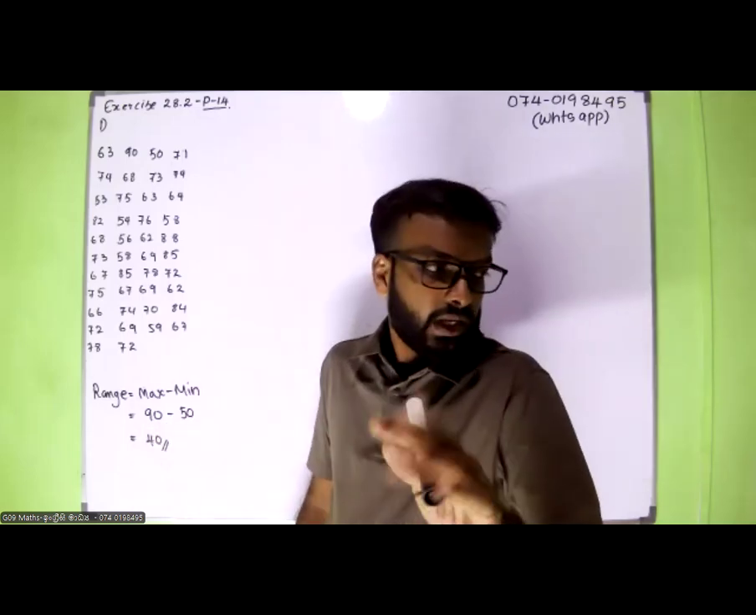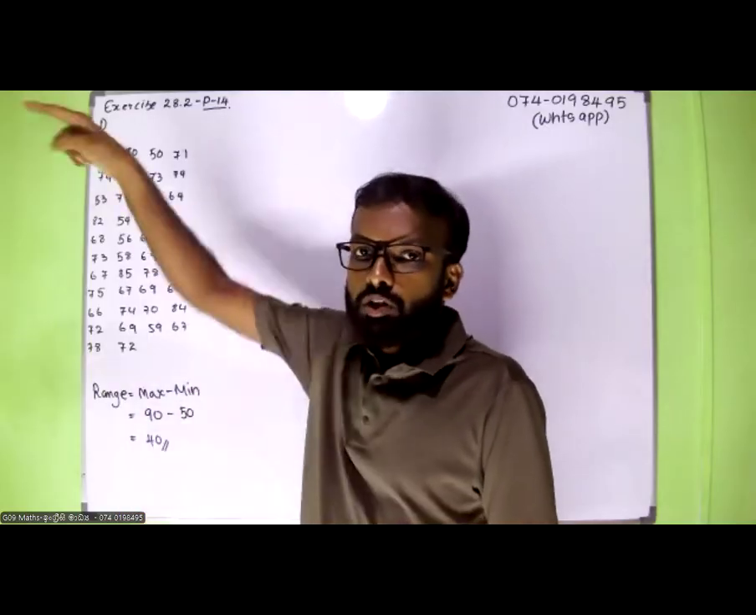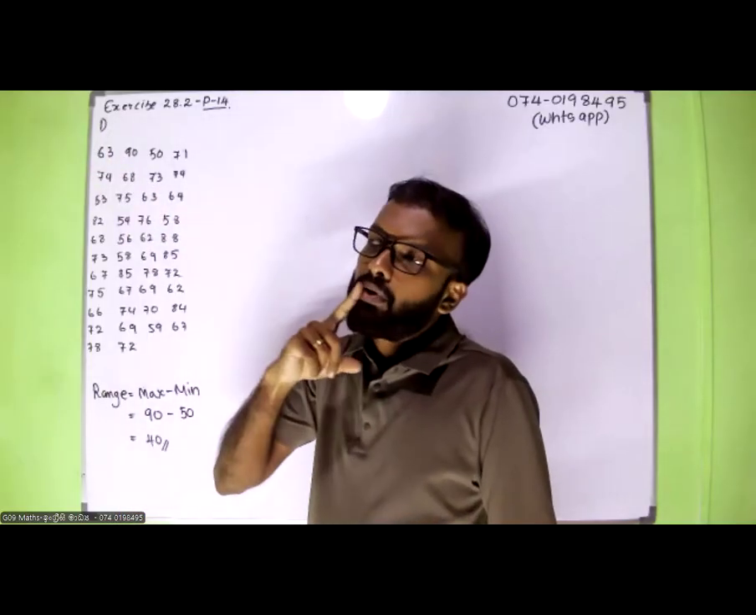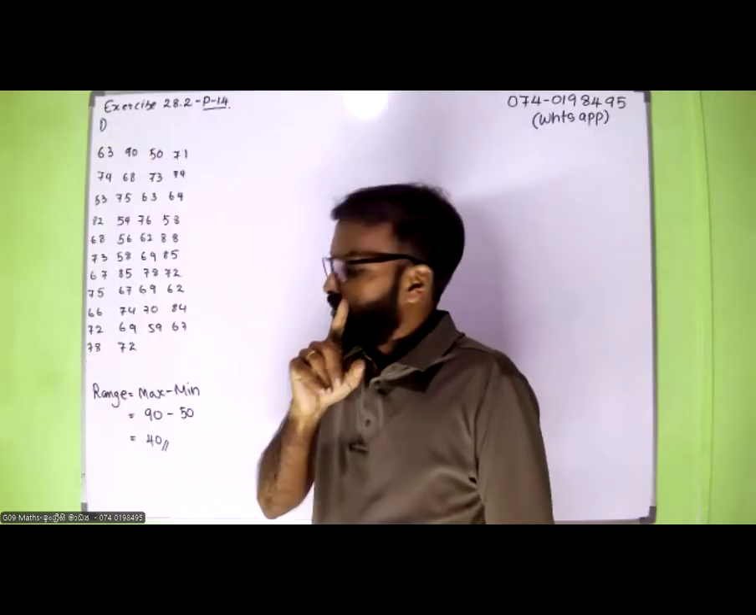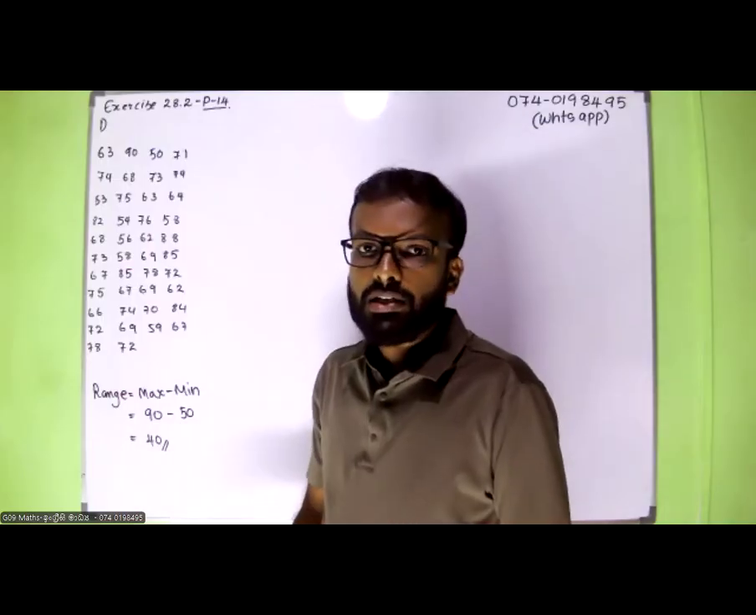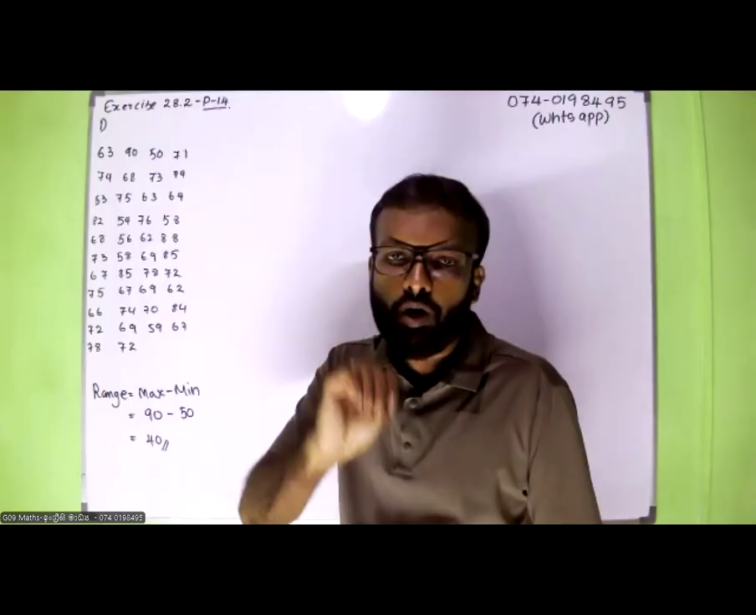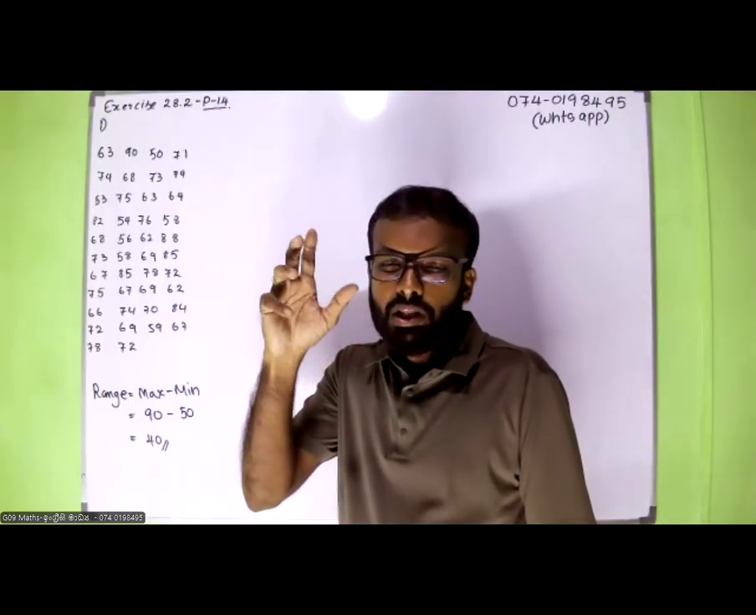Now think like this. The range divided by class width equals the number of class intervals. So I will take my class width as 10. 40 divided by 10, nice. The number of class intervals is 4 now. Right? So likewise, you take time to think.